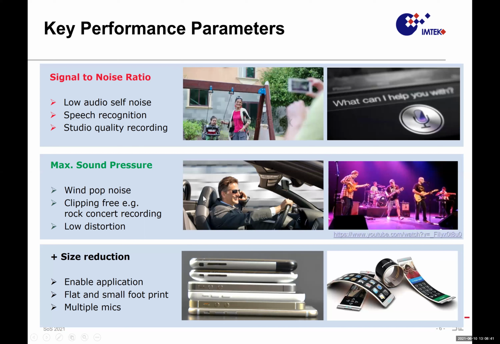And as I said, the maximum sound pressure level is typically also characterized with a certain distortion. The higher the signals are, then you might have issues, for example, wind pop noise. You know this if you do a recording with your smartphone, you have wind around. The wind is acting on the sound port, giving this kind of a pop noise. This guy here in the convertible has certainly issues with this.